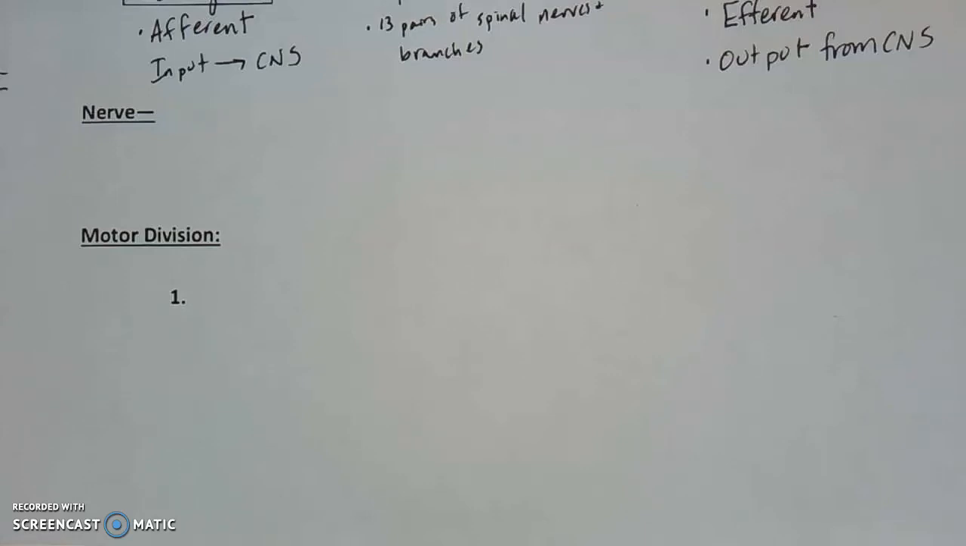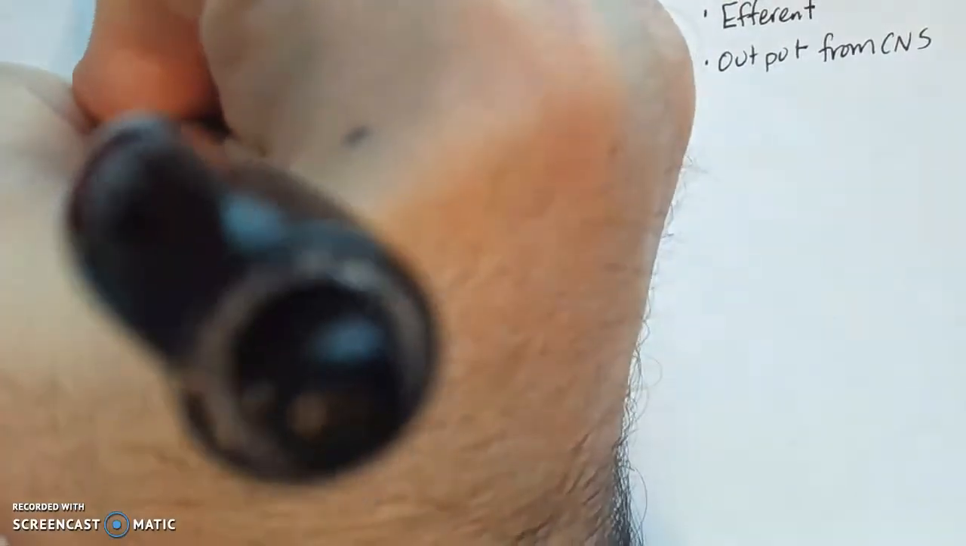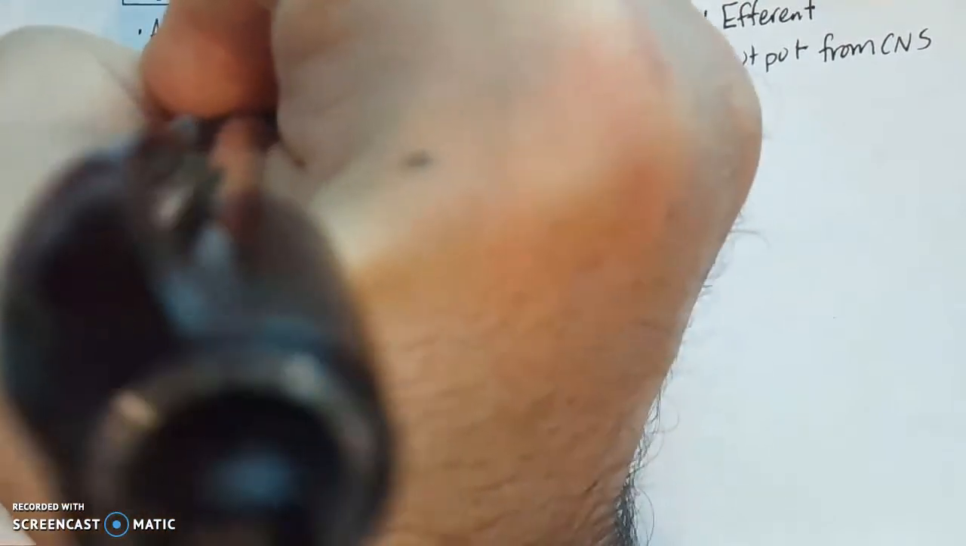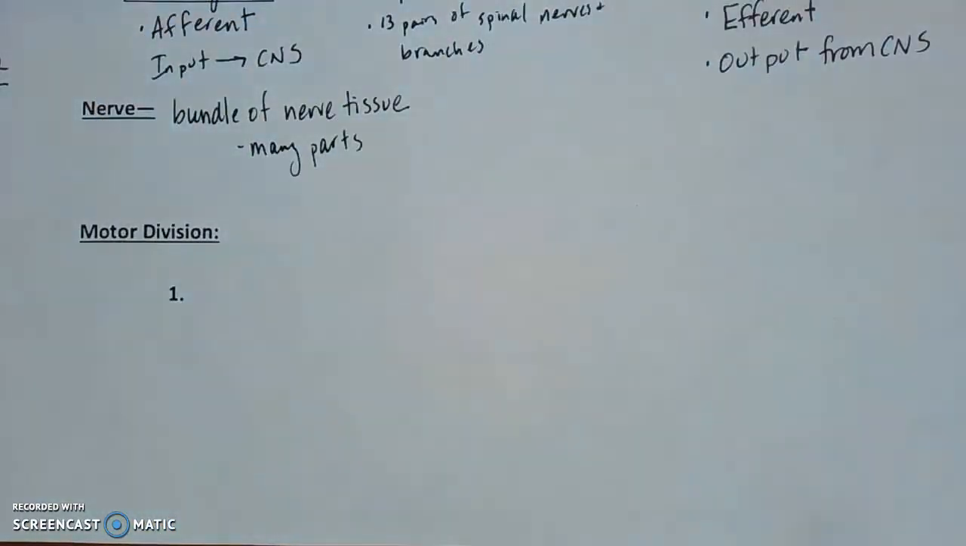This is Anatomy and Physiology, Chapter 12, video number 2. So we are looking at what is a nerve, and then we're going to break down the motor division of nerves into even more categories. So a nerve is a bundle of nerve tissue. There are many parts that we are going to go over when we talk about nerves.